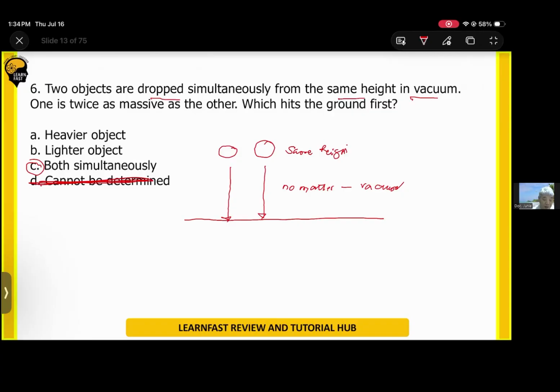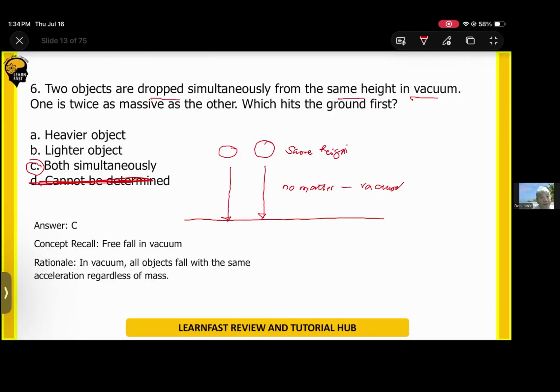That is what it means. And free fall in vacuum. Just remember, in vacuum, all objects fall with the same acceleration regardless of the mass. So the acceleration of the lighter object is g and the larger object is g. So they have the same value of acceleration.